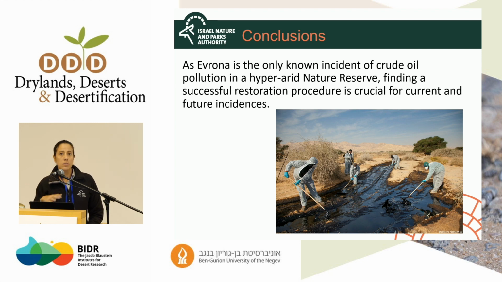And from the entire time we dealt with this, there was a lot of literature surveys, and we haven't found a similar situation where you have an oil spill in a hyper-arid nature reserve that needed to be treated. You can have oil spills in the desert and nobody cares about them, like after the Gulf War, but here we do care, and this is, for us, one of the major places in the southern Arava to treat.